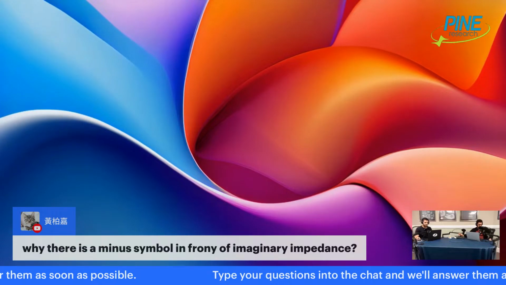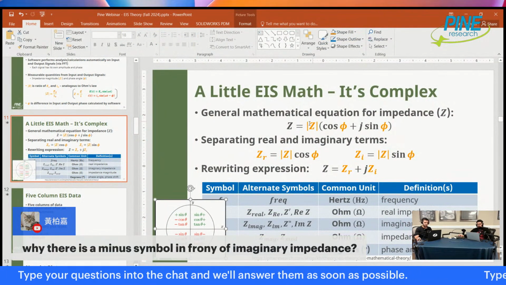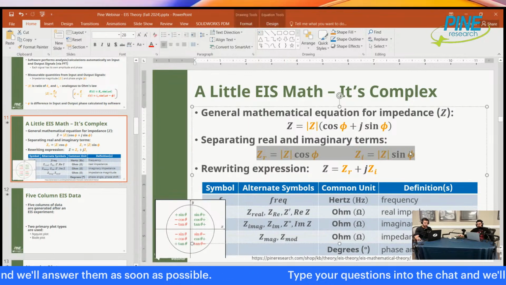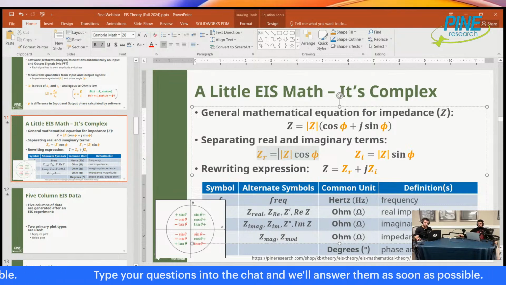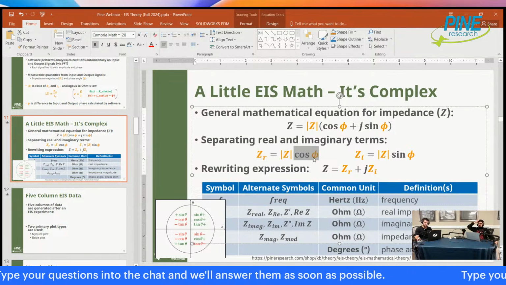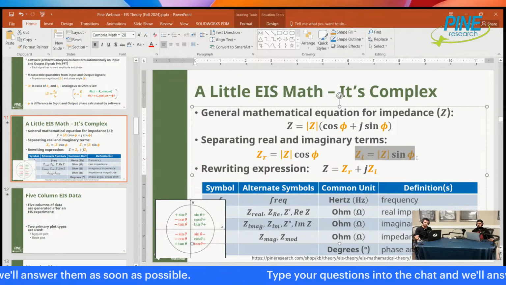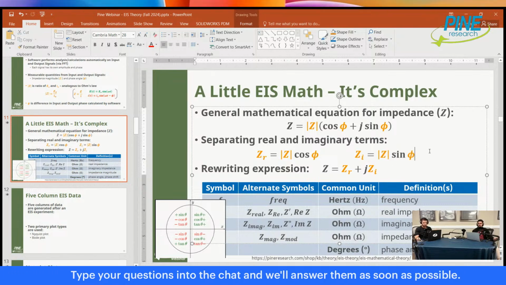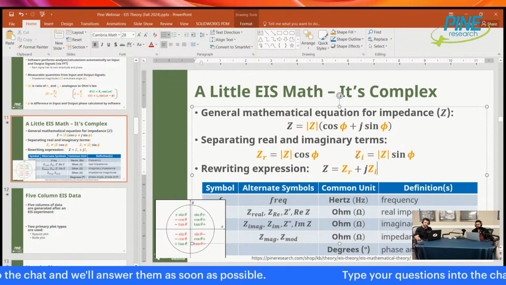So the mathematics of the imaginary impedance. For real impedance, the expression is Z real is equal to the magnitude of the impedance times the cosine of the phase angle, and Z imaginary is equal to Z mag sine of phi. The only reason why we do this is because Zi is almost always a negative number.